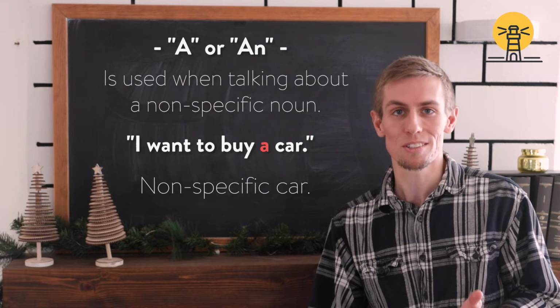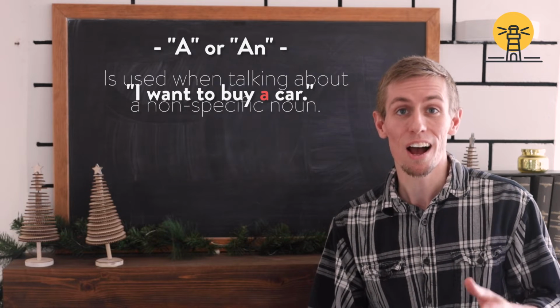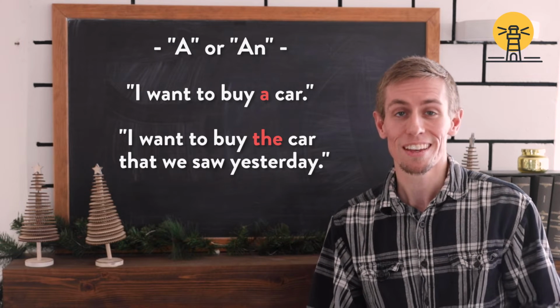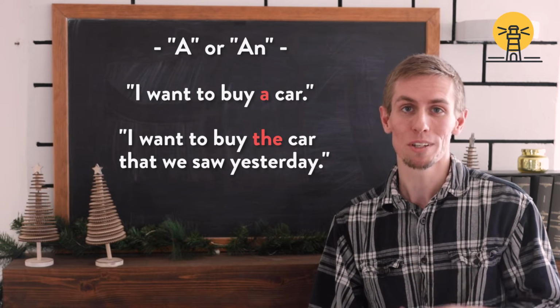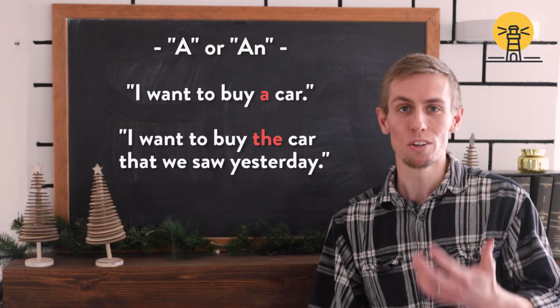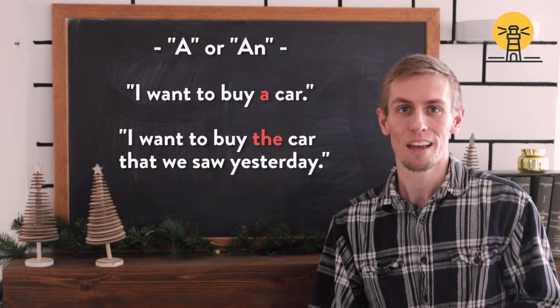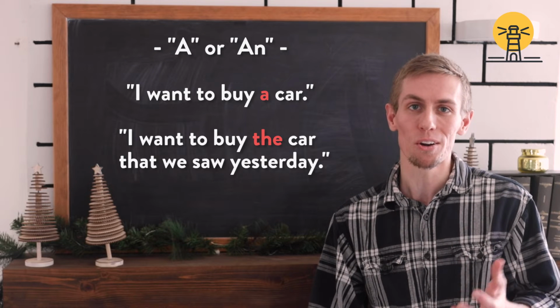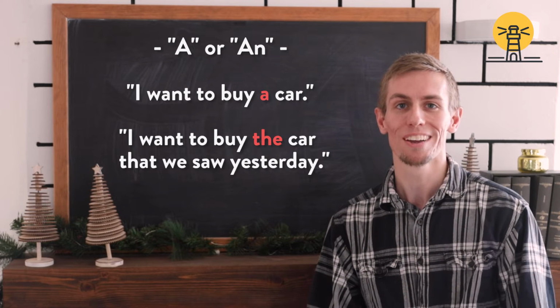But let's compare that sentence to this sentence. I want to buy the car that we saw yesterday. Now it's a specific car because you and I have both seen it. We know which car we're talking about. And so because of that, we use the. But if it's just any car, we say, I want to buy a car.